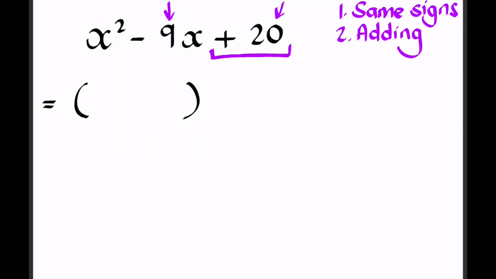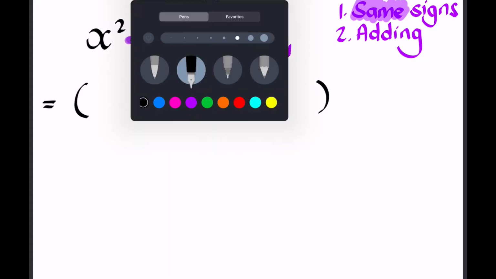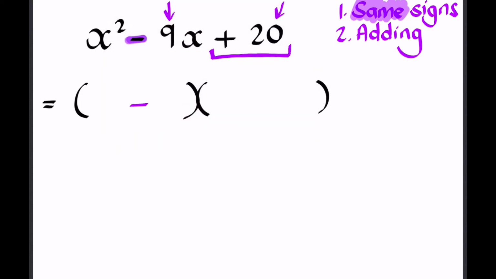So I'll have two brackets. And I know that the signs need to be the same because it's same signs. Why is it same signs? Because my third term is positive. What are the signs going to be? I look at my middle term. My middle term is negative. So I know that both of the signs inside these brackets will be a negative.